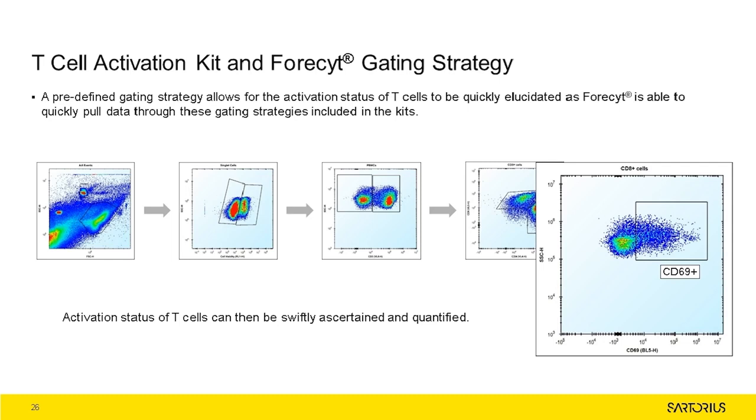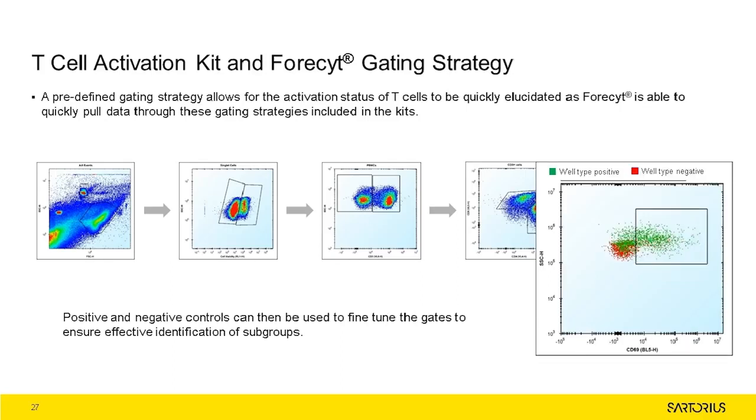And finally, their activation status. As mentioned earlier, all of these gates are already in place. However, inclusion of positive and negative control wells allows users to check the gate is in the best possible position. I will now describe a workflow that details how we have used these assays to characterize the effects of activators on T cells.